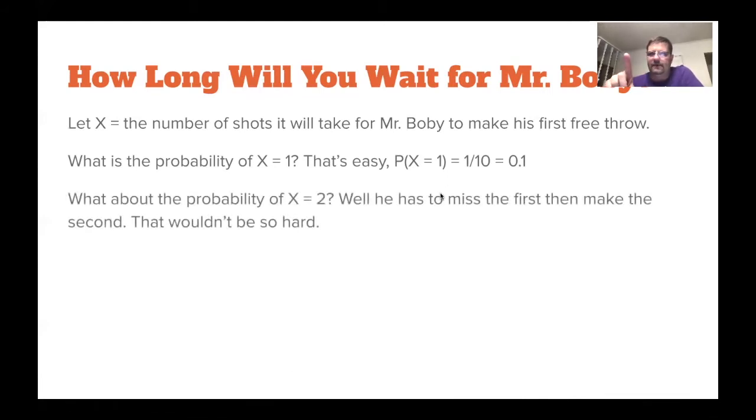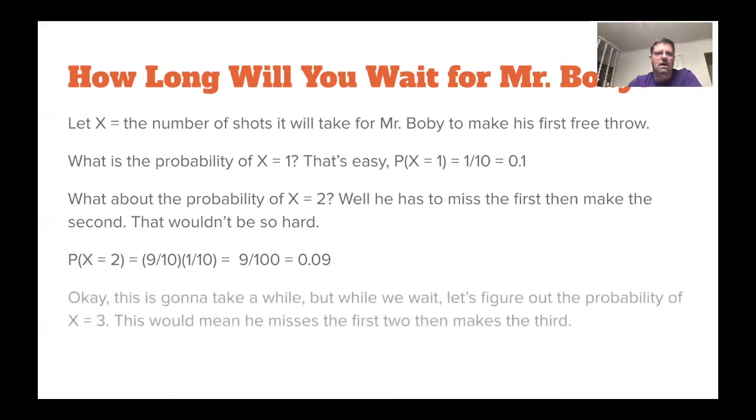Well, I have to miss, then I have to make, right? So if I miss the first one, the complement of 0.1 is 0.9. So there's 0.9 chance of me missing it, and then 0.1 chance of me making the second, and I'm going to have to multiply them because they're independent. We can multiply them. So I'm going to take 9/10 times 1/10, and when I multiply them, it's going to happen 0.09, or about 9% of the time. So if we went to the gym and I started shooting free throws many, many times, about 9% of the time, I would make it on the second shot. Okay, you got that? Okay, so we're going to keep going because these numbers are pretty low.